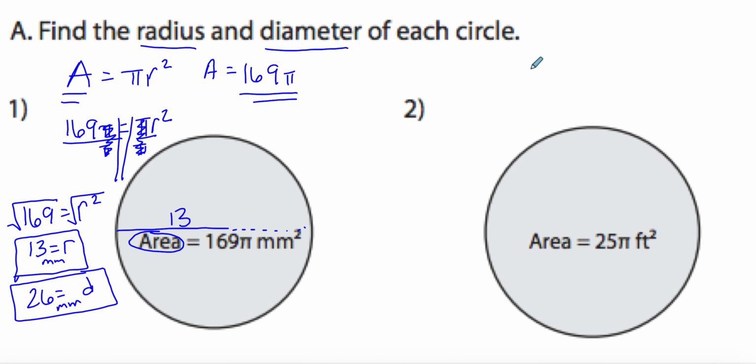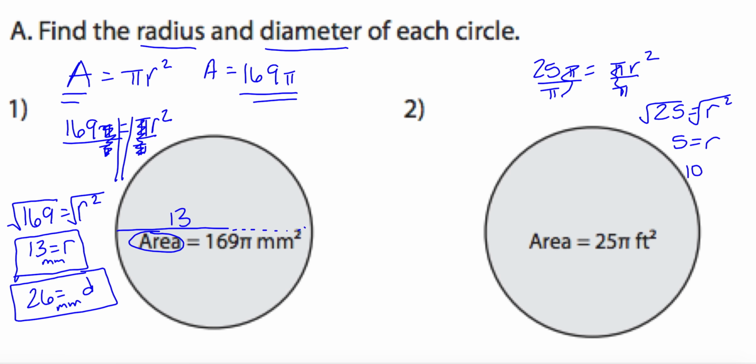All right, so for this answer, I'm just going to show you how I set it up. I had 25 pi equals pi r squared. I divided both sides by pi. And then I ended up with 25 equals r squared. I took the square root of both sides. And I found out that 5 equals r. After I had 5 equals r, I know that I could get the diameter, which would be double that, which was 10. So I know that the radius was 5 feet and the diameter was 10 feet. If you got that answer correct, give yourself a nice little pat on the back.